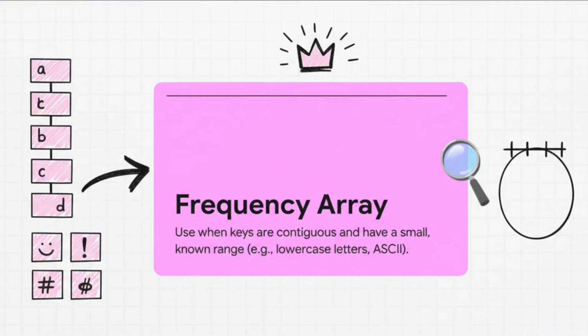The frequency array, this thing is a champion when you're playing in a sandbox with known rules. It absolutely thrives when you know exactly what you're going to be counting ahead of time. So if you're only dealing with, say, lowercase English letters, that's a fixed set of 26. Or standard ASCII characters, that's 128. When your problem fits neatly inside a box like that, the array is just unbeatable.